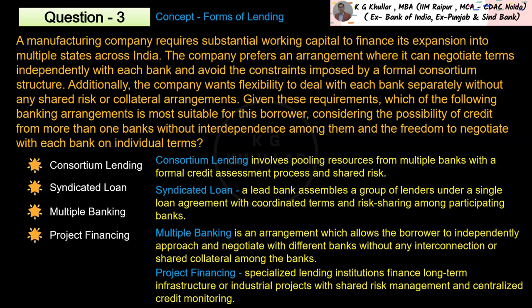So friends, I hope by now the correct option is clear to you. That is, the correct answer for the given question is option C, that is multiple banking. So friends, please note here multiple banking is the arrangement which aligns with the company's needs, and in multiple banking the borrower independently negotiates terms with each bank and avails credit separately without any contractual or collateral relationship among the banks. But friends, please note there are many loopholes in multiple banking, and also it can lead to various frauds. So this is the least preferred way in banking industry.